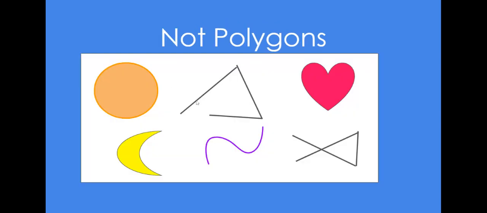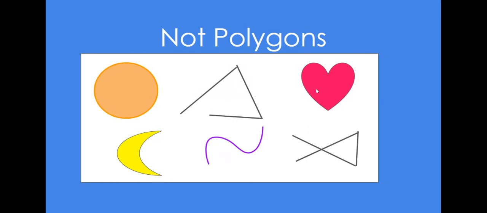Now, these are not polygons, and let's talk about why. This right here is a circle. The reason that it is not a polygon is because polygons are made up of all straight lines. Circles do not have straight lines. In this figure, all of the lines are straight, but when we talked about open and closed, notice how this does not connect here, which means this figure is an open shape, so it does not classify as a polygon. If this were closed right here, it would be considered a polygon.